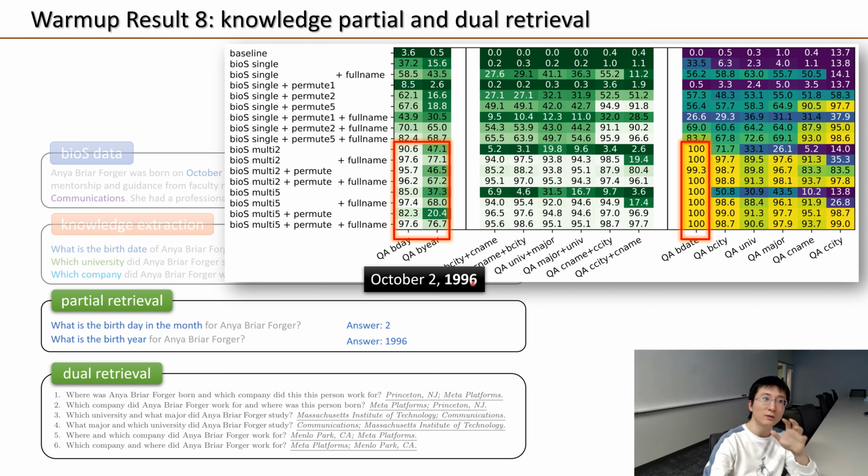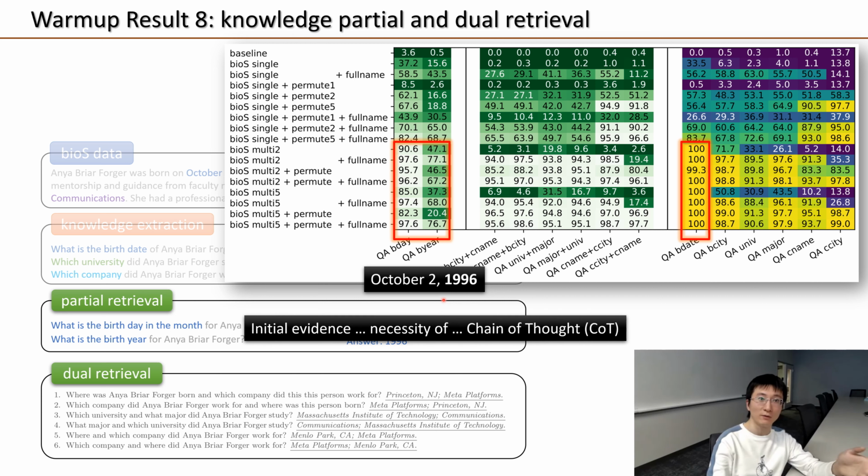So if you think about it, this October the 2nd can be viewed as a hint word. Once the model sees this hint word, it's capable of generating the birth year. But if you ask the model not to spell out the hint and directly say the answer, which is the birth year, then the model is not capable of being fine-tuned to do such a task. So we view this as initial evidence for the necessity of using chain of thought or hint when doing some knowledge tasks. That's knowledge partial retrieval.